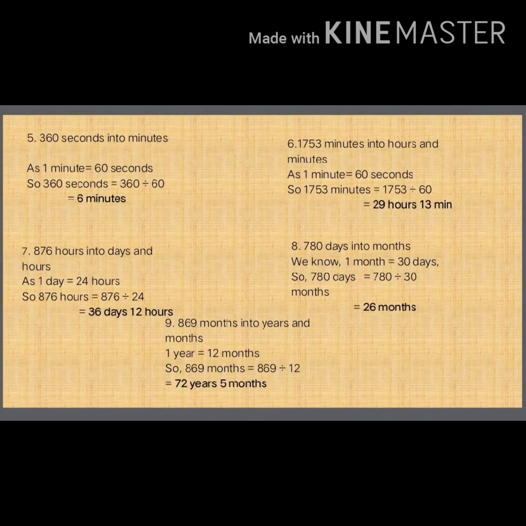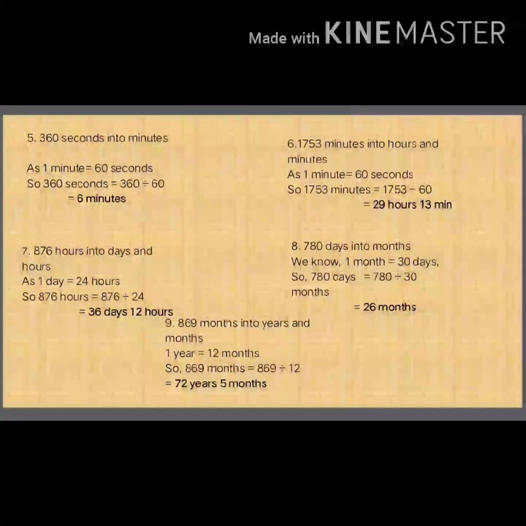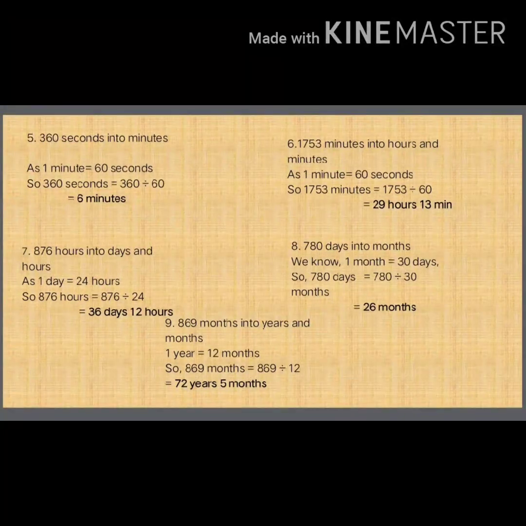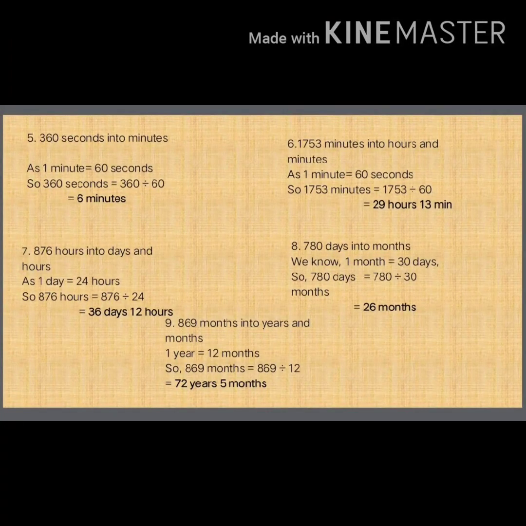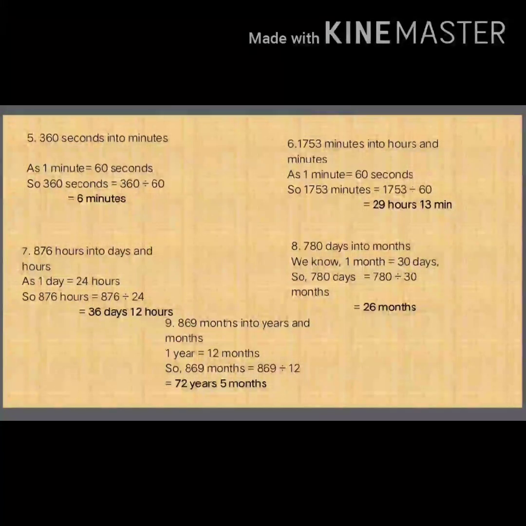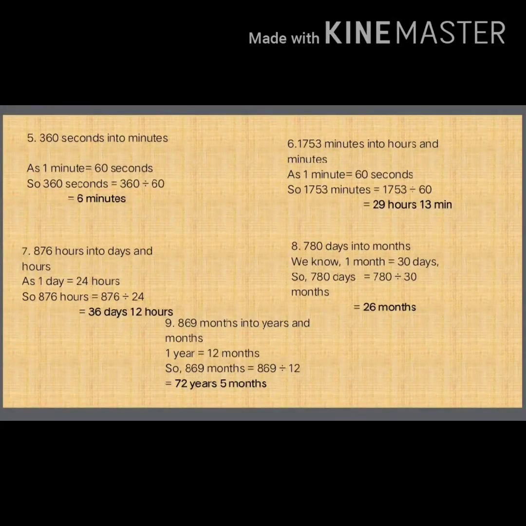Now let us see the next slide. Let us see the conversion from a smaller unit to a bigger unit. Let us see example number 7, that is 876 hours into days and hours. Now again the first one, that is hours, is less than days. So this time the relation between days and hours is 1 day is 24 hours. So we will divide it by 24. So 876 when divided by 24 will give 36 and the remainder that you get will be your hours. So the exact answer will be 36 days 12 hours.